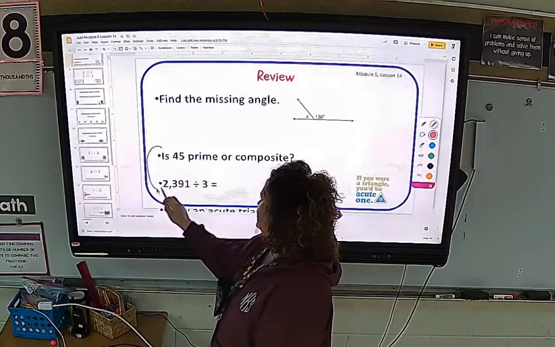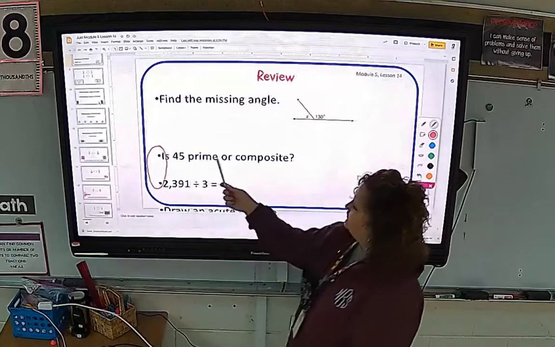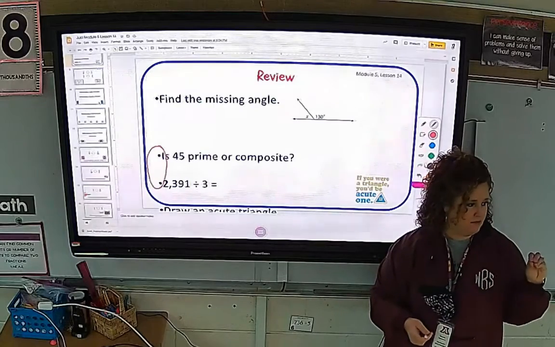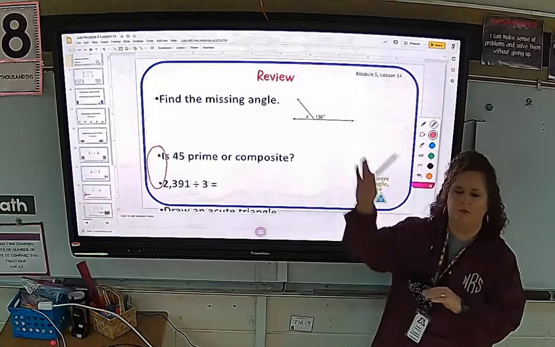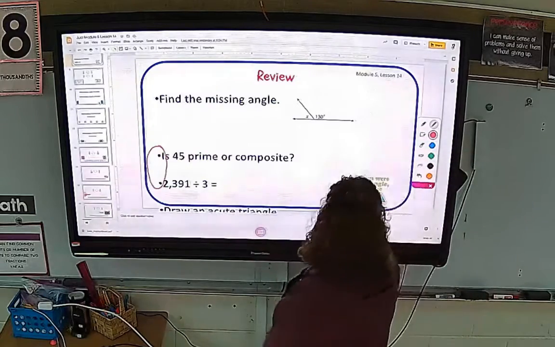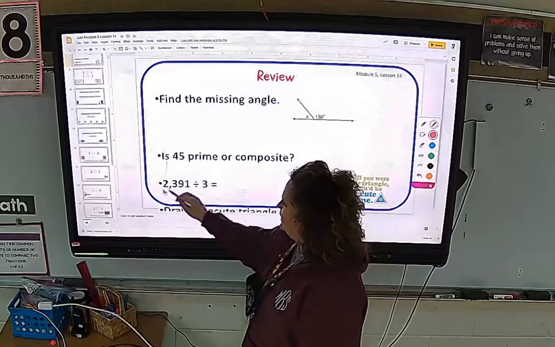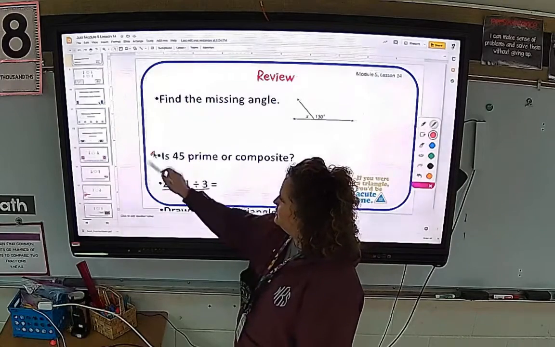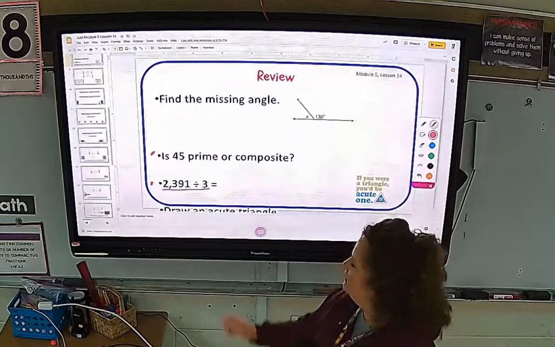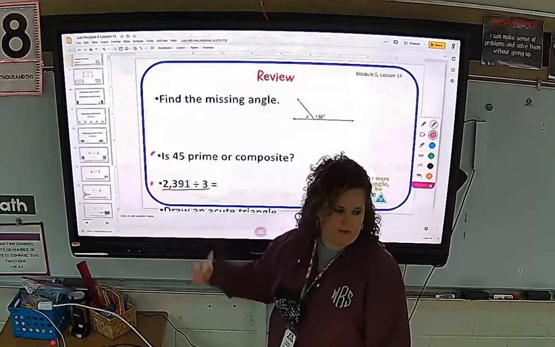I'm going to have that problem today. Okay. Is 45 prime or composite? So I need you to write either prime or composite, and then you can push that word somewhere over to the side, and then I want you to work out this problem right here. Okay, so we're doing this one, we're doing this one. So go ahead and do that, and if you get a chance, check that with multiplication.